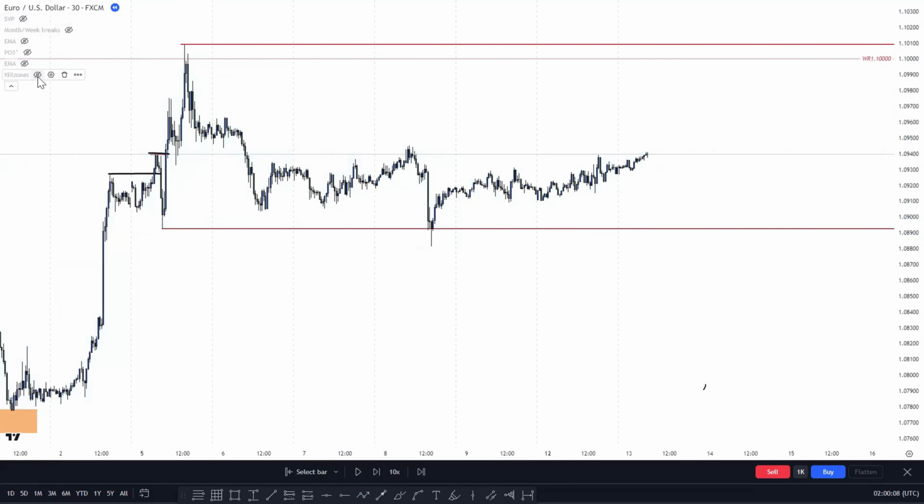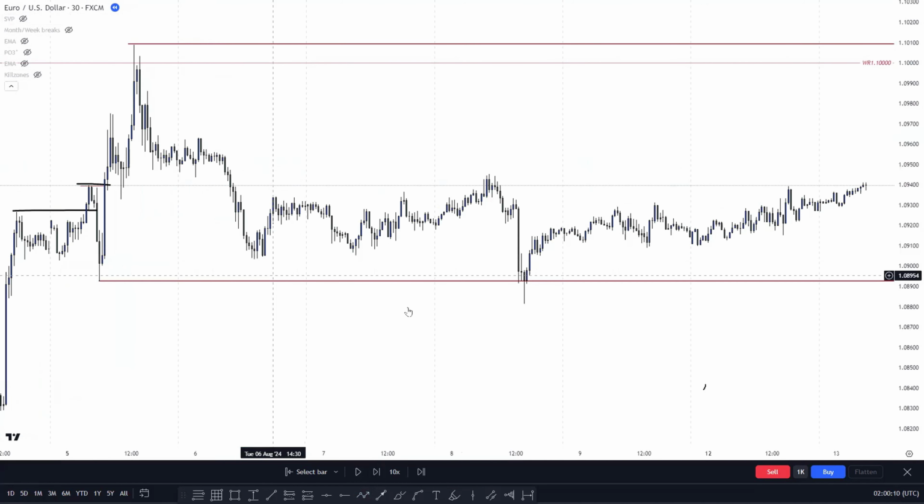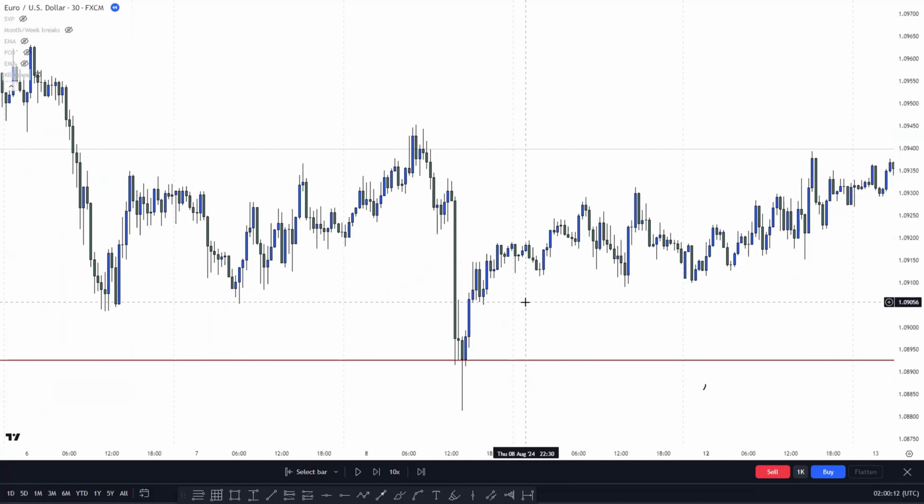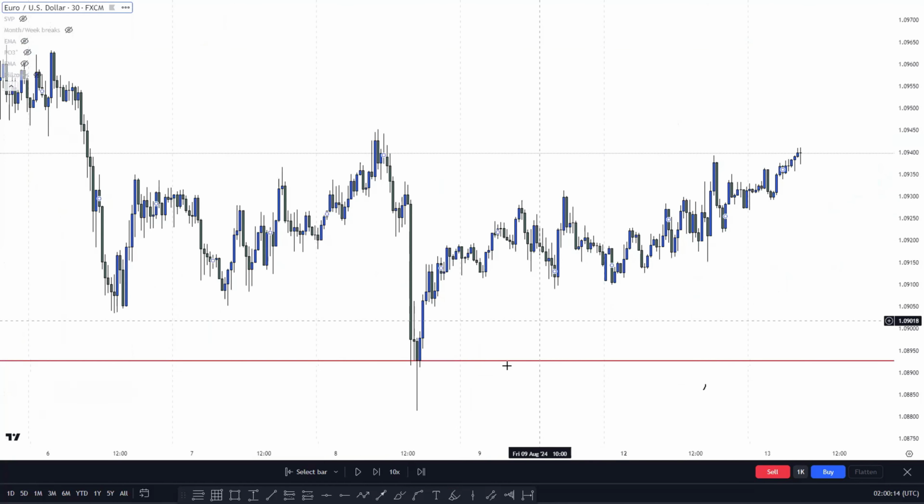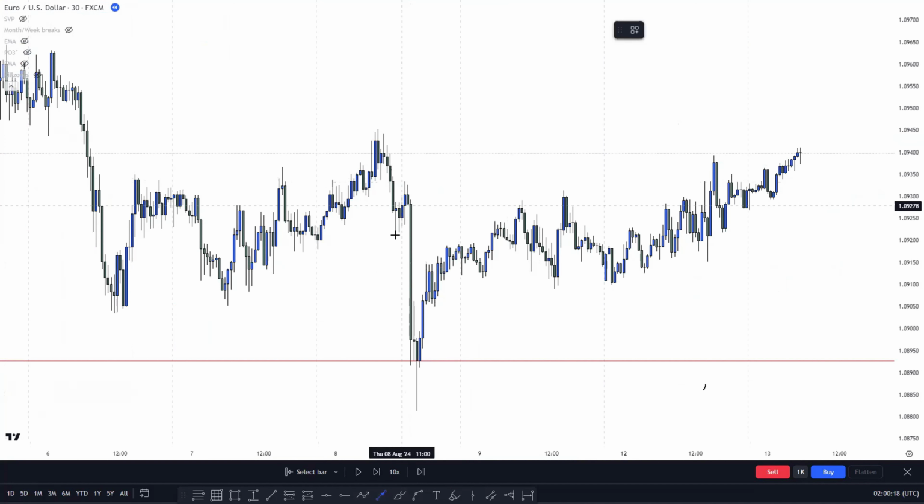So what we are going to do is identify our structure level. Here we see price came all the way down, broke below this low and took liquidity here. But looking at this chart right now, you can see price came down here, pushed all the way up and came all the way down.